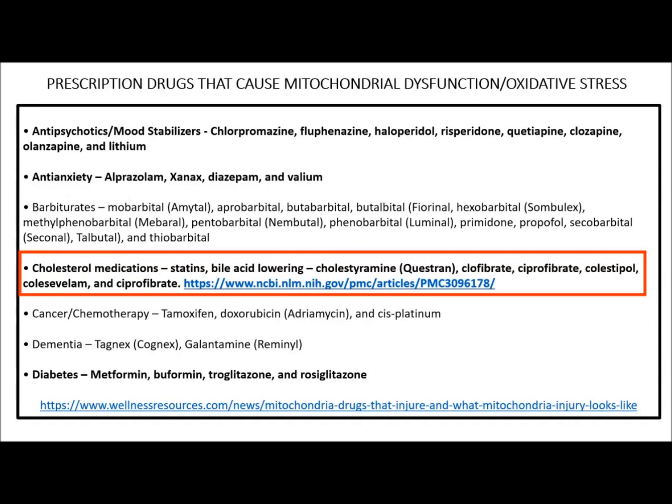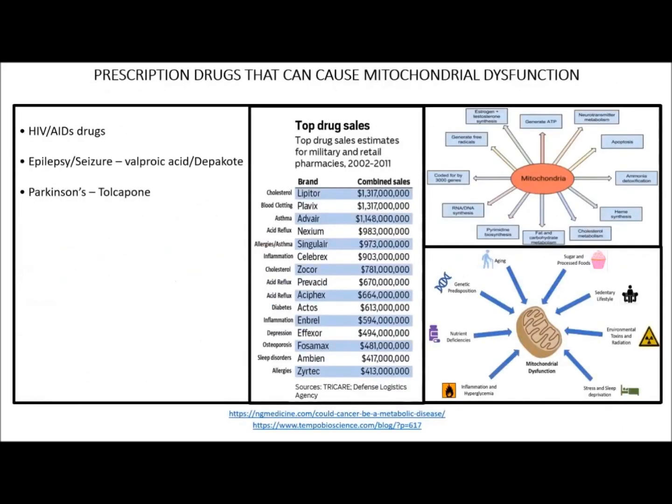We don't have to beat a dead horse with this one. But if you look on the right-hand side, I keep using those two graphs, but look at the top drug sales in the Department of Defense. You're looking at all of these drugs that are linked to metabolic dysfunction. On the right, you see the causes of all this metabolic dysfunction. And then when you look at it, you can see that most of these things are preventable.